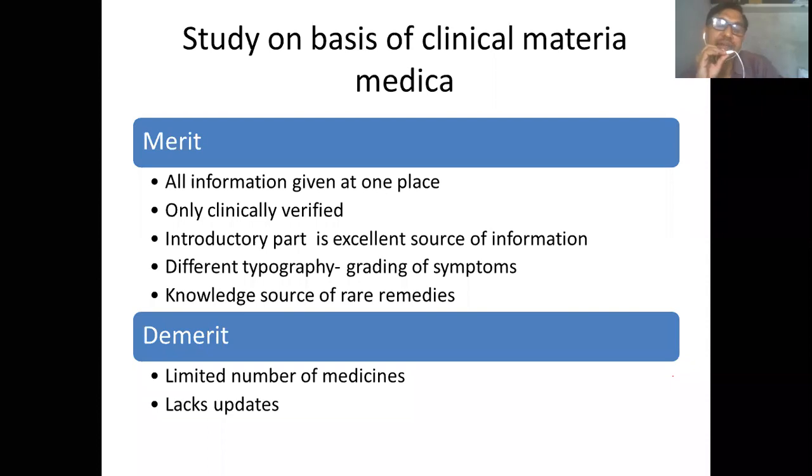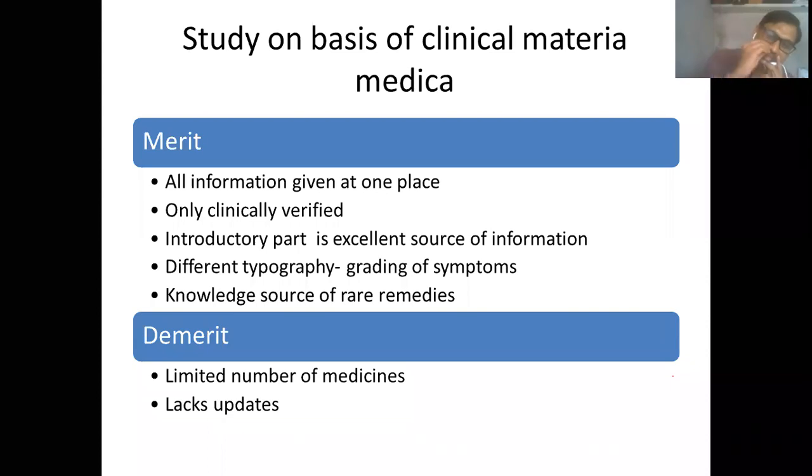Then there are different kinds of typography. The different types of typography mean some symptoms are printed in bold letters, that is thick letters. Some symptoms are printed in italics. Some symptoms are printed in Roman letters, without any emphasis. This indicates that the symptoms printed in bold letters are more important, symptoms printed in italics are moderately important, and symptoms printed in Roman letters are less important.